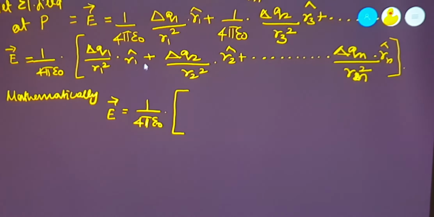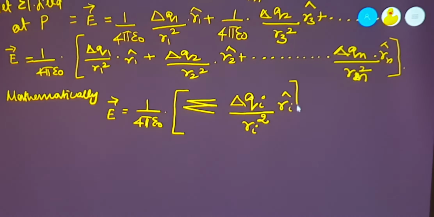Now you see, these terms can be written in terms of sigma. Sigma of, instead of delta Q1, I can write delta Qi by, instead of R1, I can write Ri square, and instead of R1 cap, I can write Ri cap. Then what is this i? This i will range from 1 to n. So this summation will be giving you the positive sign. Let us take this as equation number 1.